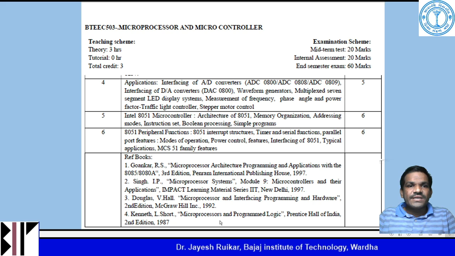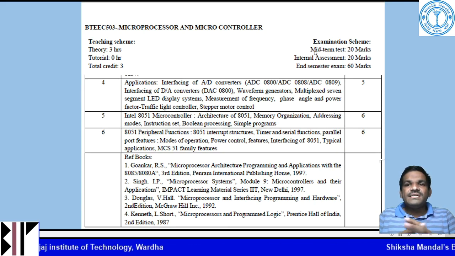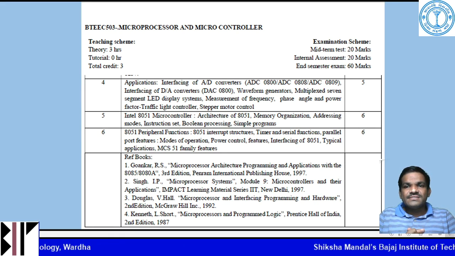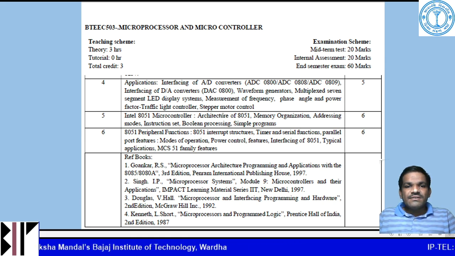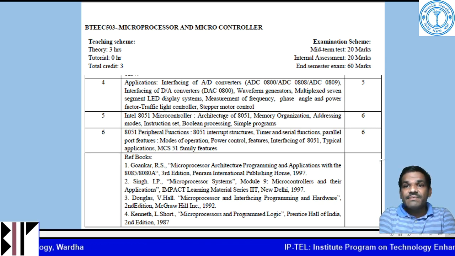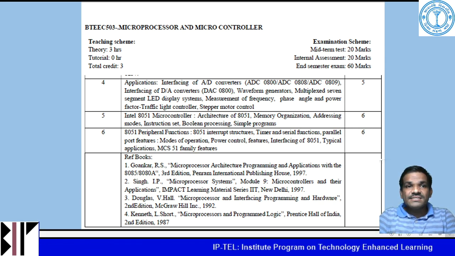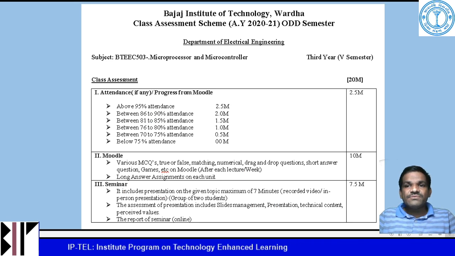Then we will talk about the examination. The examination scheme is 20 marks for the midterm exam, 20 marks for internal assessment, and then the end semester exam is of 60 marks. The mid semester and end semester exams will be conducted by the university, and for internal assessment I have given you a class assessment scheme. Based upon this class assessment, a total of 20 marks will be given.